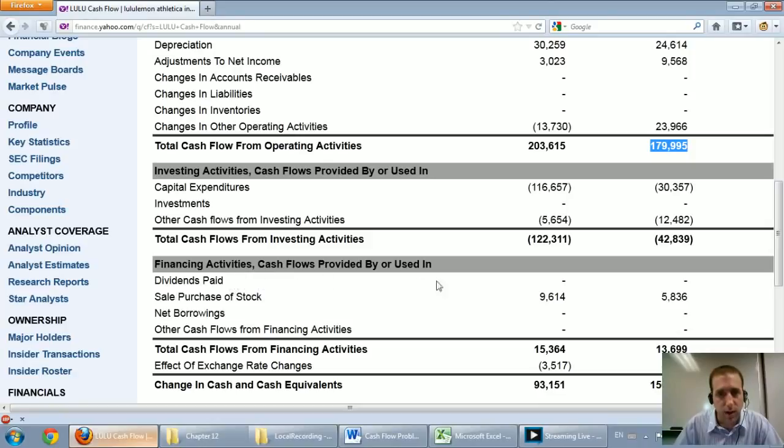The final section, the financing section, you can see that they sold or issued some stock. And I also note that they didn't pay any dividends. So as an investor, I'd be aware of that. I'd say, okay, well, they're not going to pay any dividends. They're focusing their cash flow on growth. The other thing I note is they spent over $100 million in investing activities, growing their company and expanding.